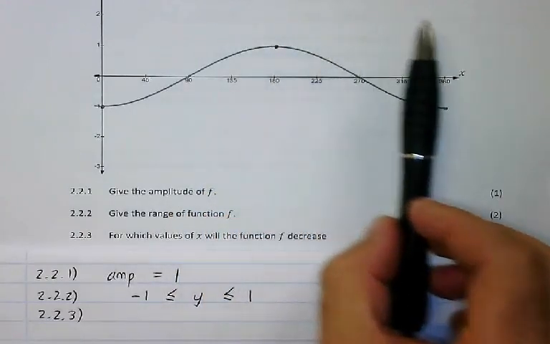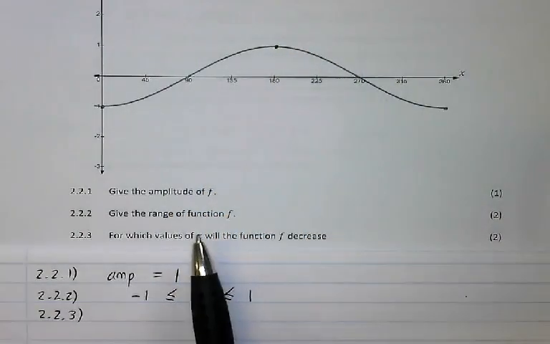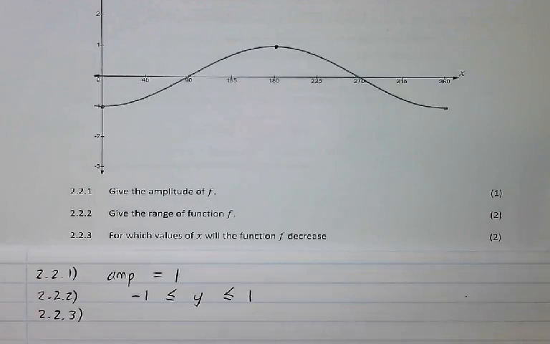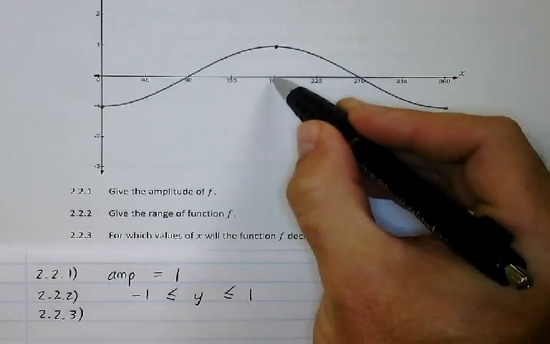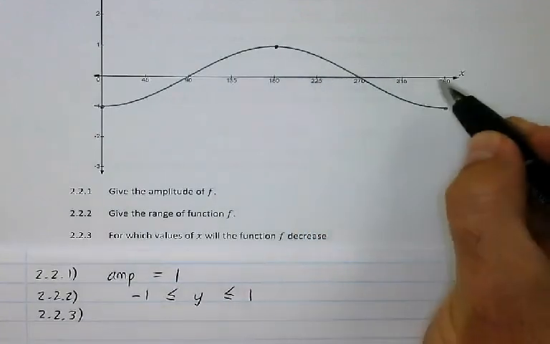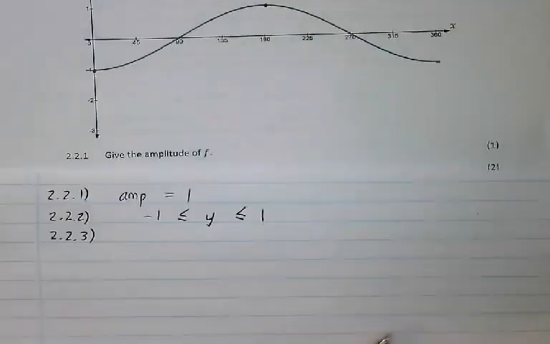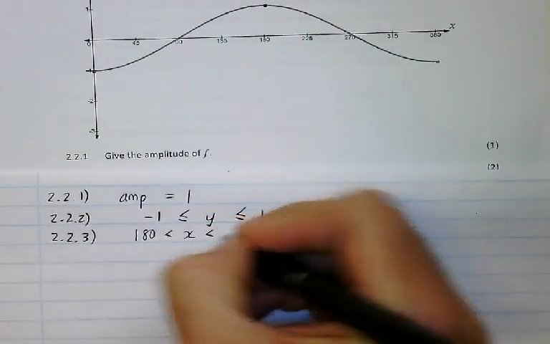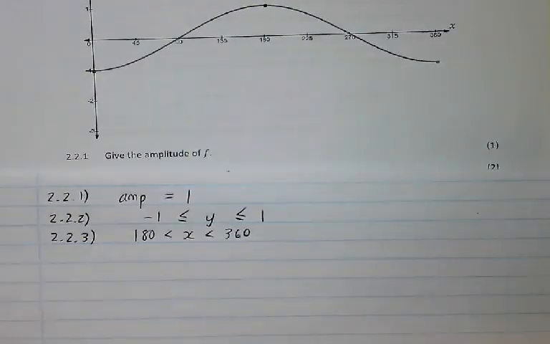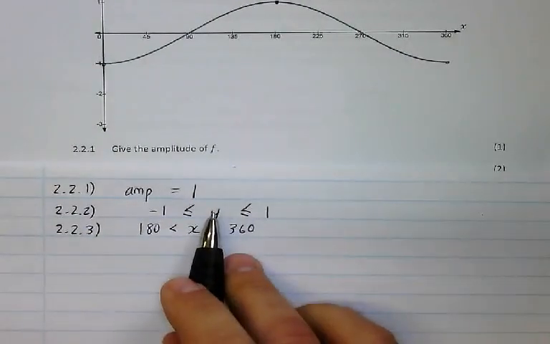Well, it decreases over there. So everything from 180 up to 360 will the graph decrease. So we write it as 180 up to 360, and there we go. It's not a range question, it's a domain question. So it's vital that x is mentioned as our variable.